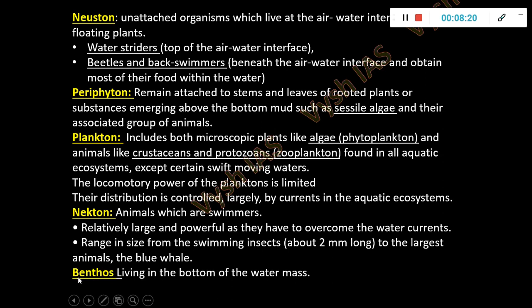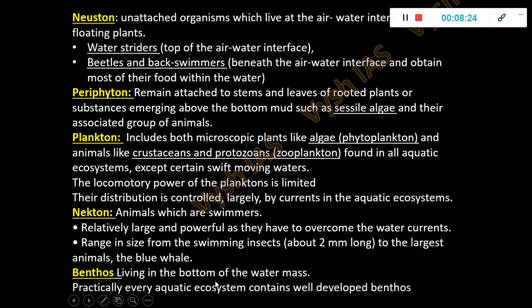Benthos. Benthos, B for bottom, like that you remember. Benthos means living at the bottom, at the lower level. So practically every aquatic system contains well developed benthos. Because they are at the bottom, sunlight may not be that important for them. Oxygen anyway will be there if it is clear water. So they are there in almost every type of aquatic ecosystem. So these are the basic 5 types on which UPSC used to ask a lot of questions. Now it is reduced, but we cannot stop studying this.